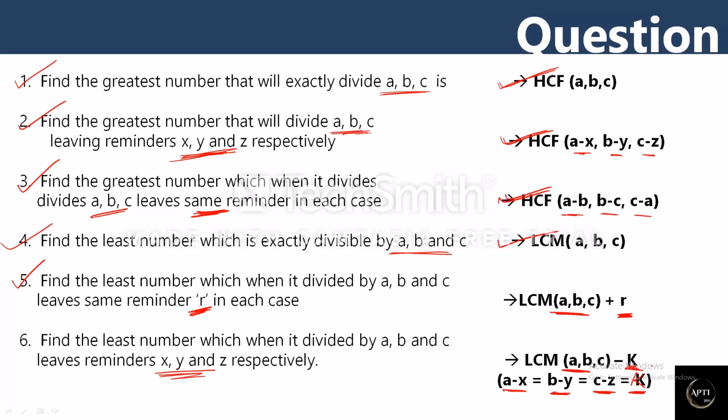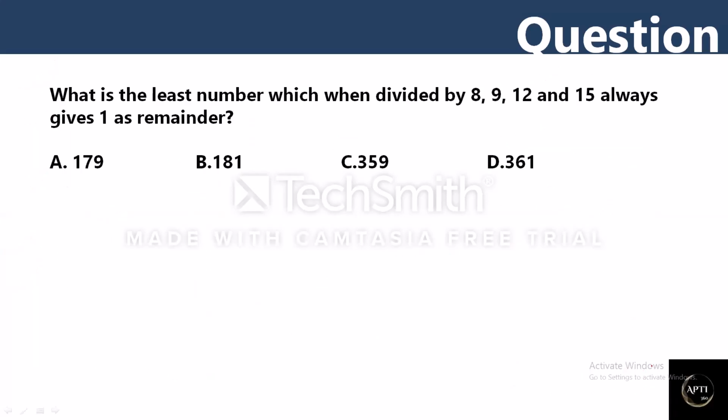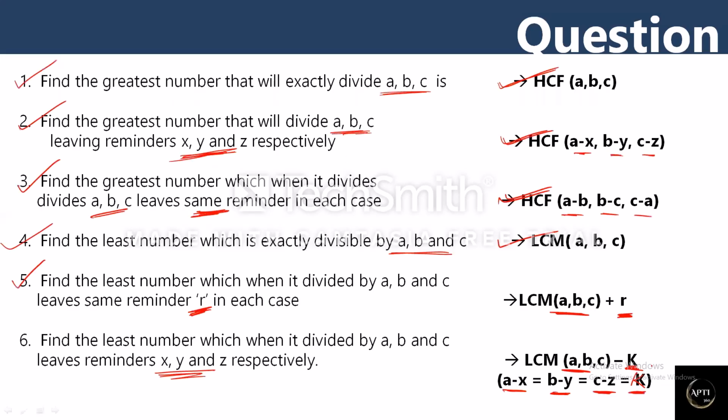We have already discussed 3 videos on LCM shortcuts, HCF shortcuts, as well as applications of LCM and HCF. And this is the question: what is the least number which, when divided by 8, 9, 12, 15, gives 1 as the remainder? If you observe the previous applications, that question falls under the 5th application.